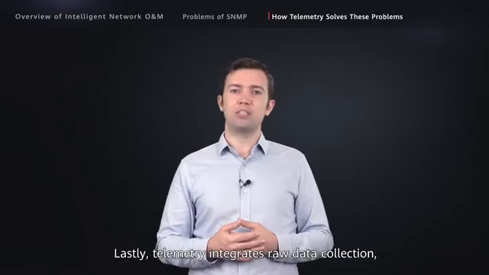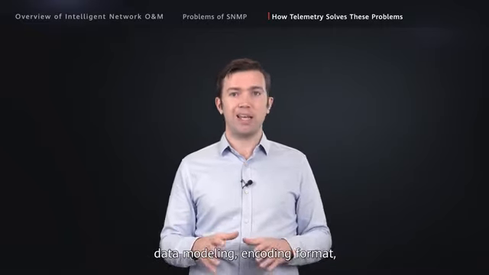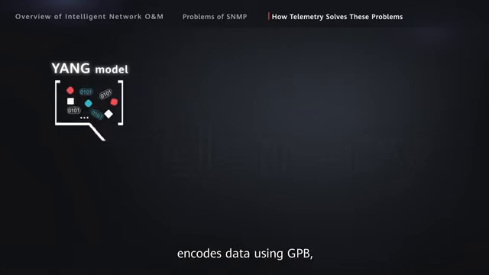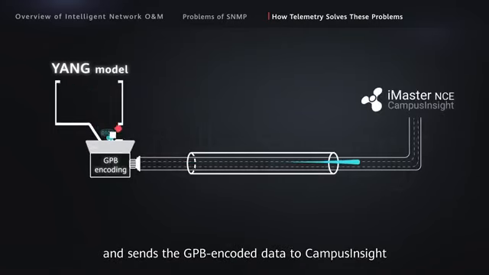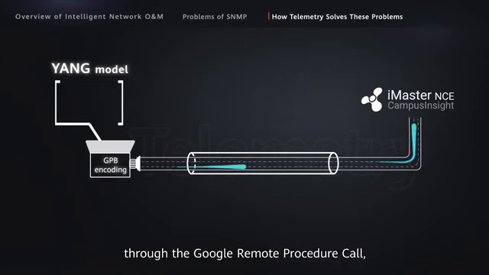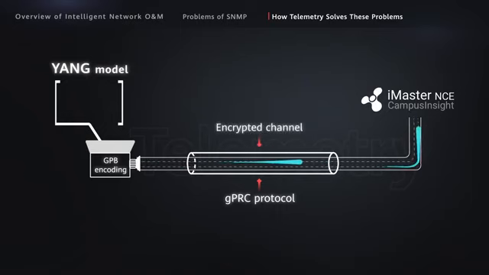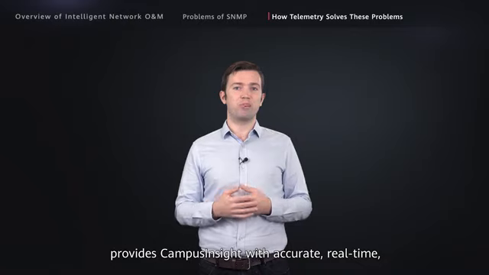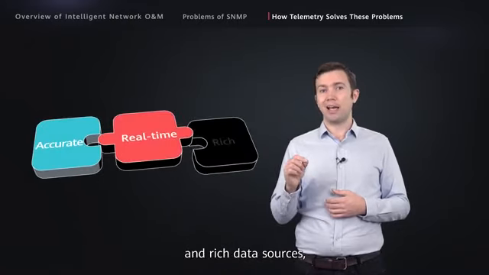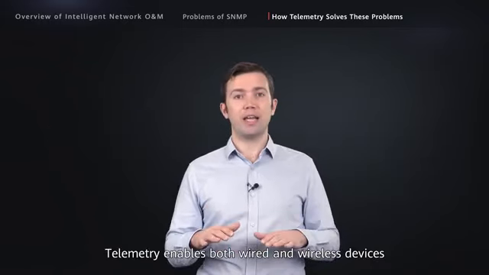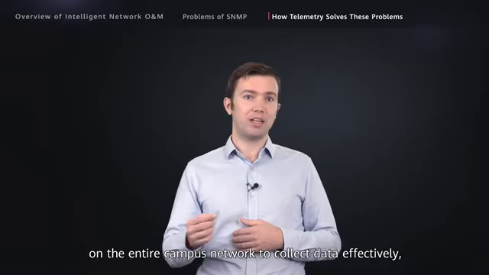Lastly, telemetry integrates raw data collection, data modeling, encoding format, and transport protocol. It organizes the collected raw data based on the data structure described in YANG models, encodes data using GPB, and sends the GPB encoded data to Campus Insight through the Google Remote Procedure Call, or gRPC protocol, over an encrypted channel. In conclusion, telemetry-based data collection provides Campus Insight with accurate, real-time, and rich data sources, building a basis for intelligent O&M. Telemetry enables both wired and wireless devices on the entire campus network to collect data effectively, implementing intelligent and automatic network O&M.